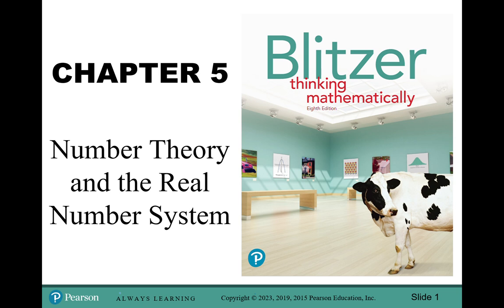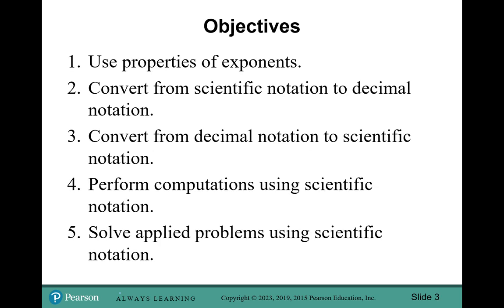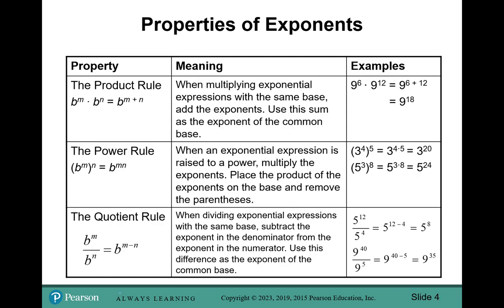Hello class, today we'll be doing chapter 5, number theory in the real number system. We'll be looking at exponents and scientific notation. Our objectives today are to use properties of exponents, convert from scientific notation to decimal notation, convert from decimal notation to scientific notation, perform computations using scientific notation, and solve applied problems using scientific notation.